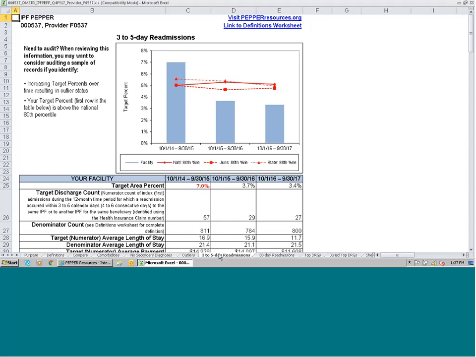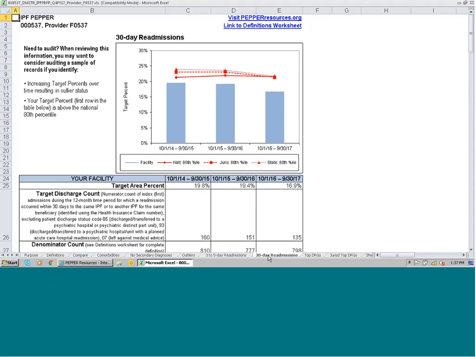But again, if you see something in your PEPPER that doesn't look usual, I would encourage you to look more closely. And here for 30-day readmissions, this provider's target area percent is below the 80th percentile for all 3 of the comparison groups. And actually their percent has come down a little bit in the most recent year, so it doesn't look alarming for me.